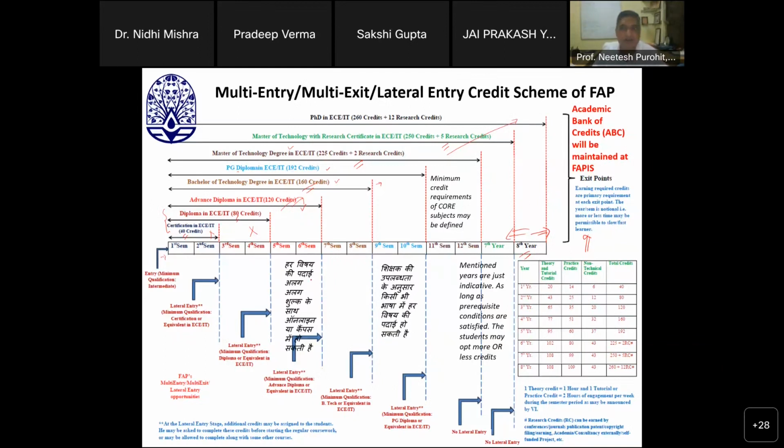As of now, mechanical is not offered. We are offering only two streams. One is information technology, another is EC, electronics and communication. So one more aspect that we have integrated is this.